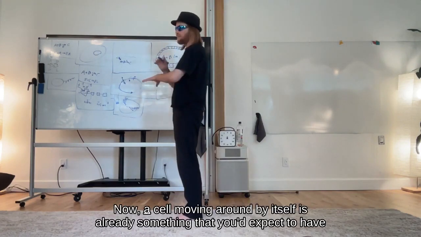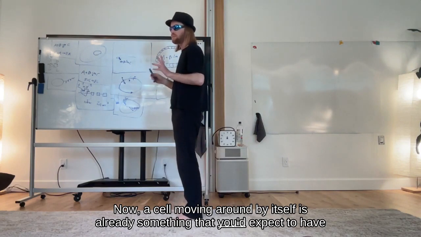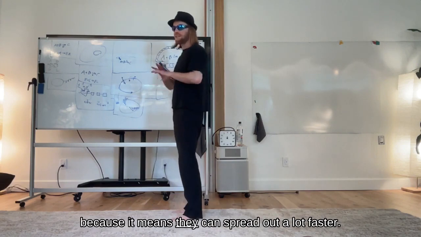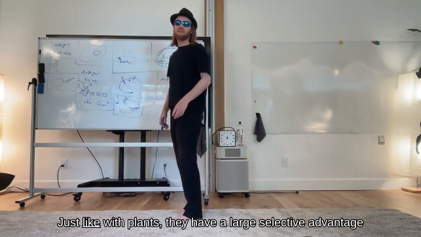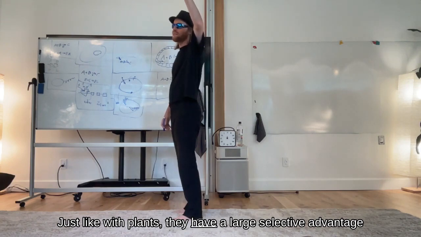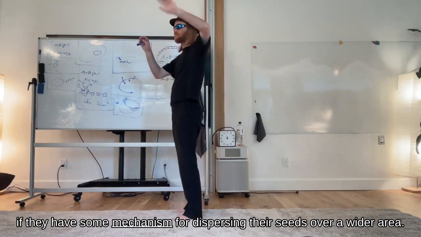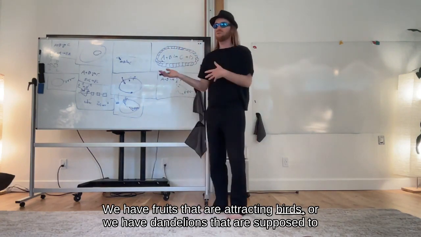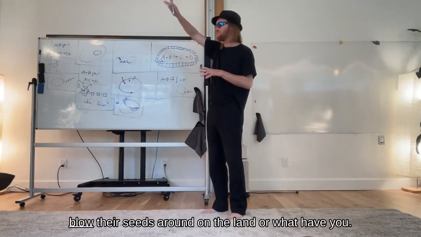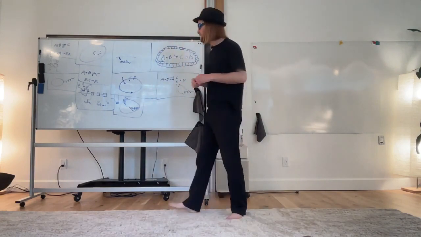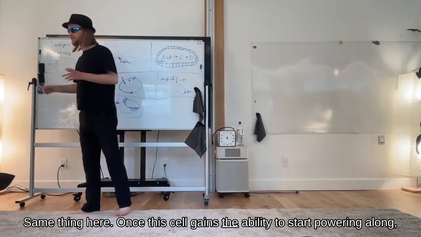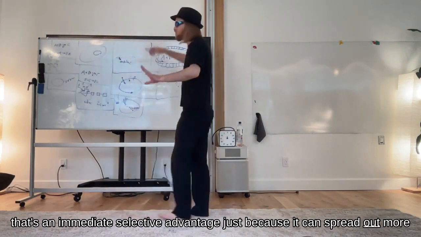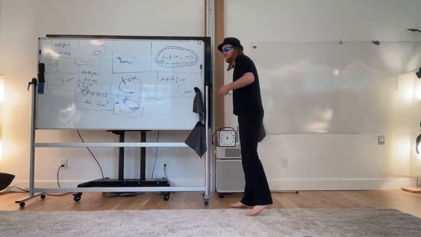Now, just a cell moving around by itself is already something that you'd expect to have a pretty large selective advantage in an environment where cells are mostly not mobile, because it means they can spread out a lot faster. Just like with plants, they have a large selective advantage if they have some mechanism for dispersing their seeds over a wider area, right? Thus we have fruits that are attracting birds, or we have dandelions that are supposed to blow their seeds around on the wind, or what have you. Same thing here. Once this cell gains the ability to start powering along, that's an immediate selective advantage just because it can spread out more, end up in more places.